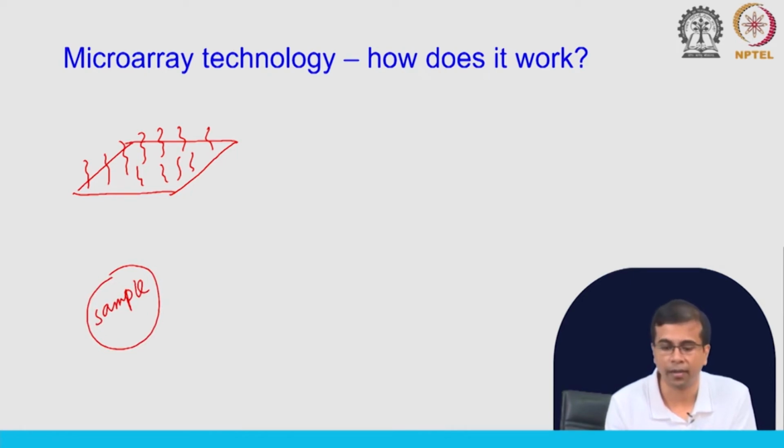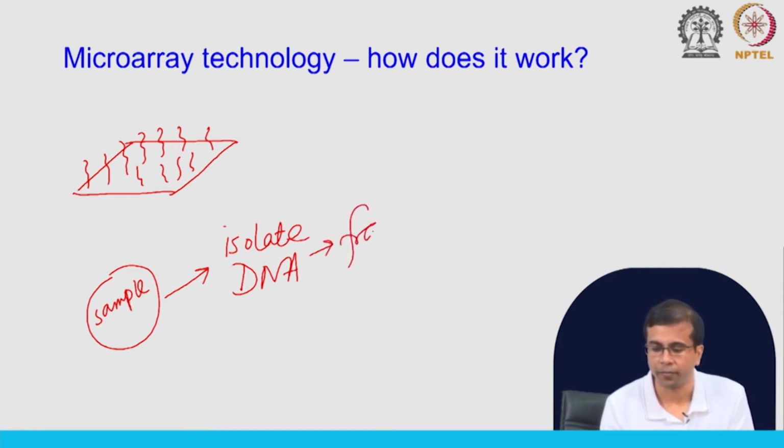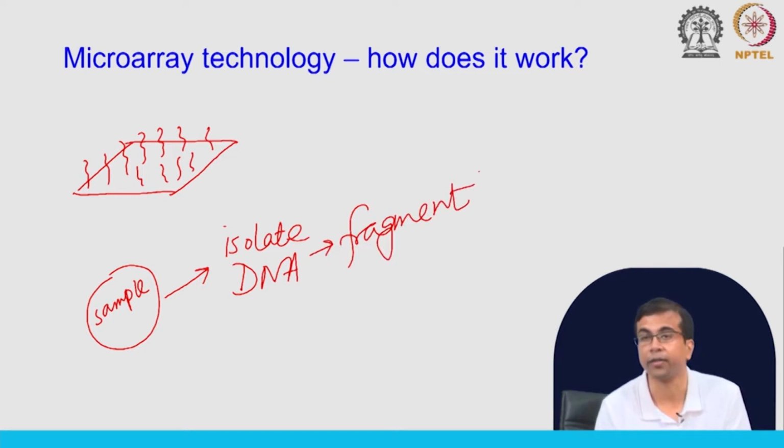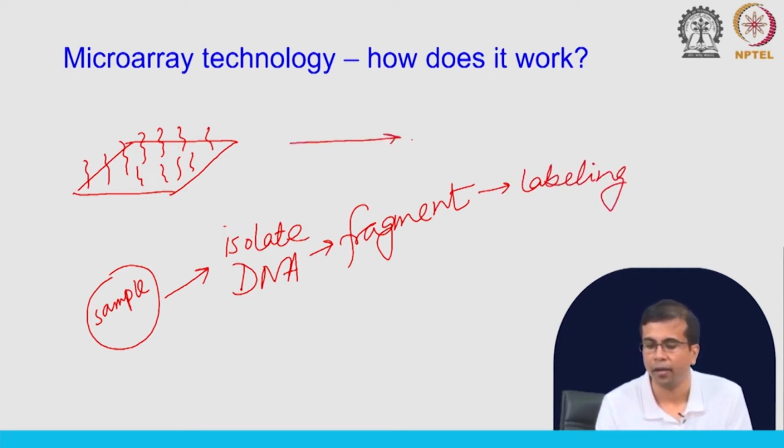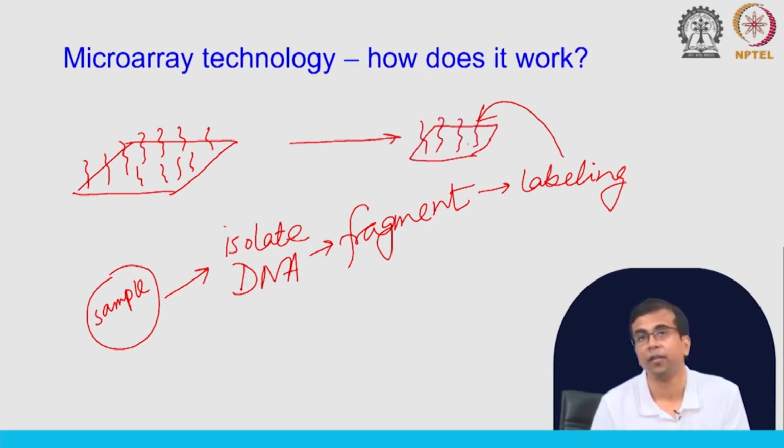you have the cell, or some cells like clusters of cells, you isolate DNA, you fragment it. We have seen this in case of Sanger sequencing. And you label this with some sort of fluorescent label, so that you can read the signal. Okay. And then you add this to this array. So, after labeling, you add these DNA fragments to the array.